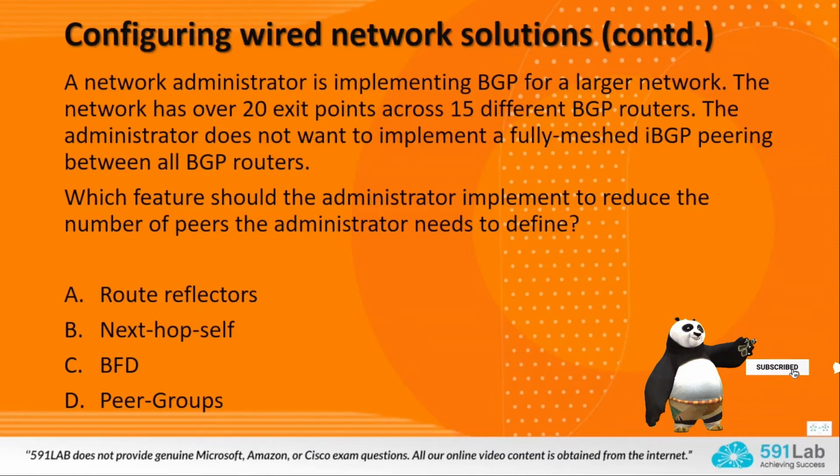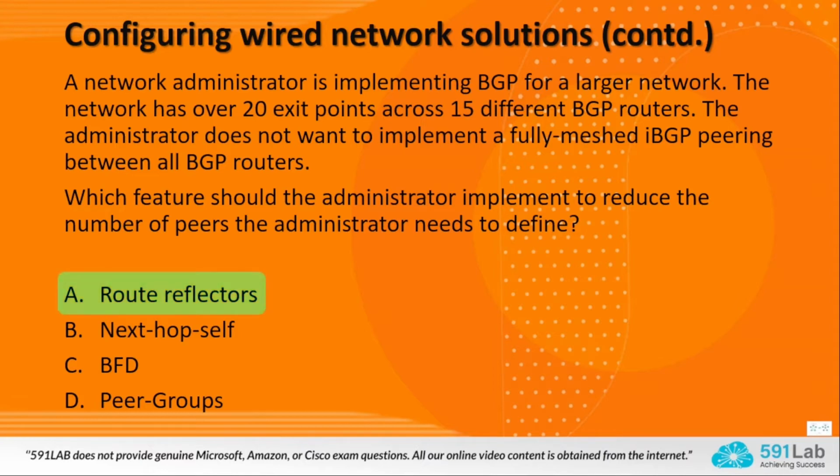Option D, peer groups. A BGP peer group reduces the load on system resources by allowing the routing table to be checked only once and updates to be replicated to all peer group members instead of being done individually for each peer in the peer group. Since it doesn't reduce the IBGP peering between BGP routers within the AS, it is wrong. So the correct answer is option A.